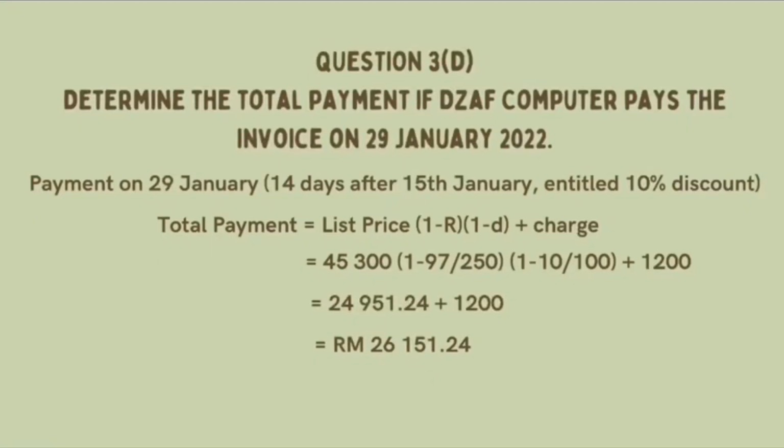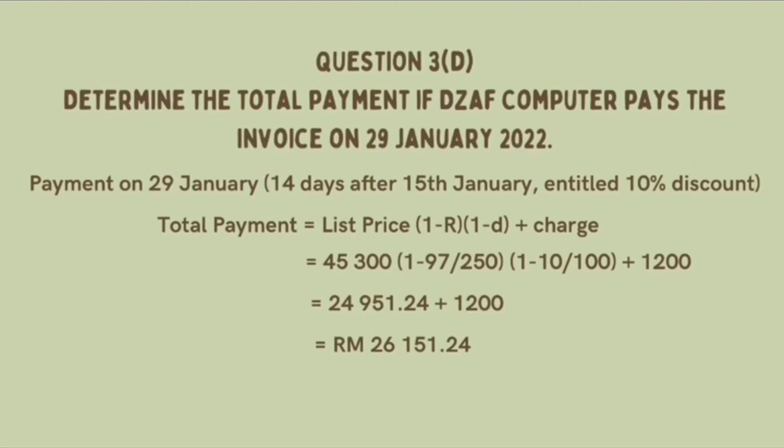3D. Determine the total payment if Zaf Computer pays the invoice on 29th January 2022. So, first thing first, we need to calculate how many days taken for Zaf Computers to pay the invoice so that we will know how much discount they will receive. So we just need to subtract 29 with 15. So we will get 14 days. So our term is 14 days. Means that Zaf Computers will receive 10% discount because they settled the payment before 15 days.